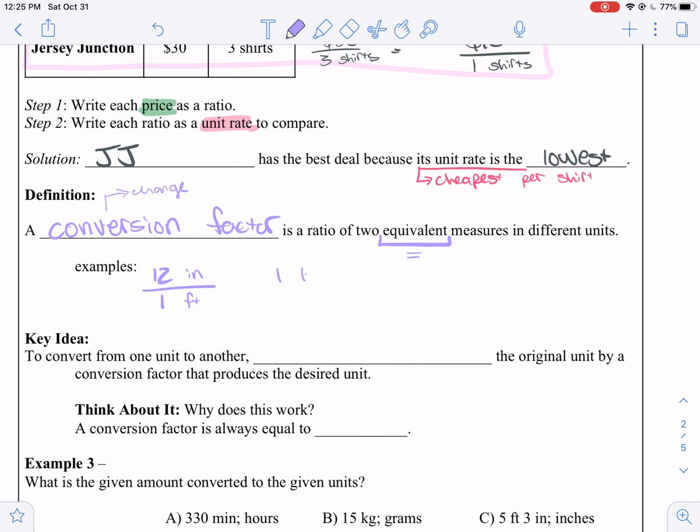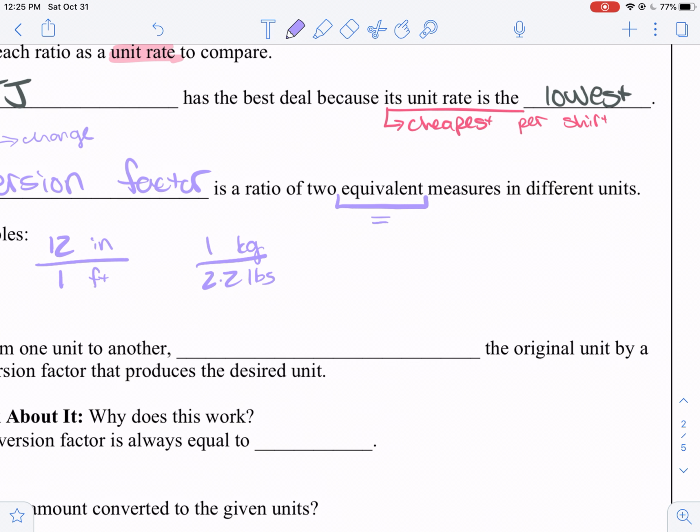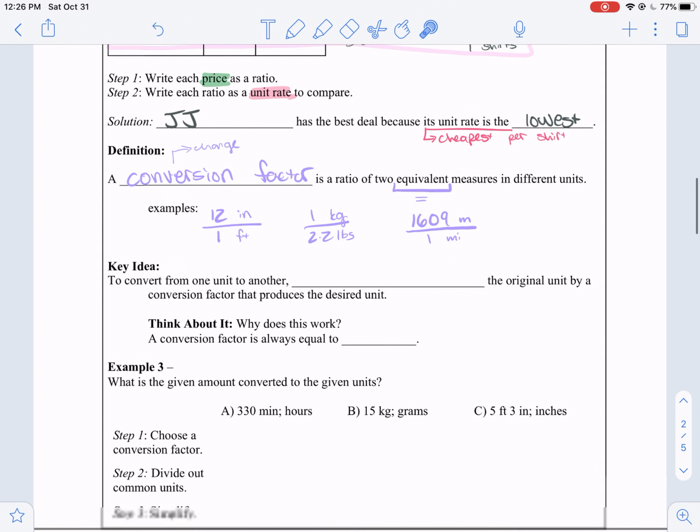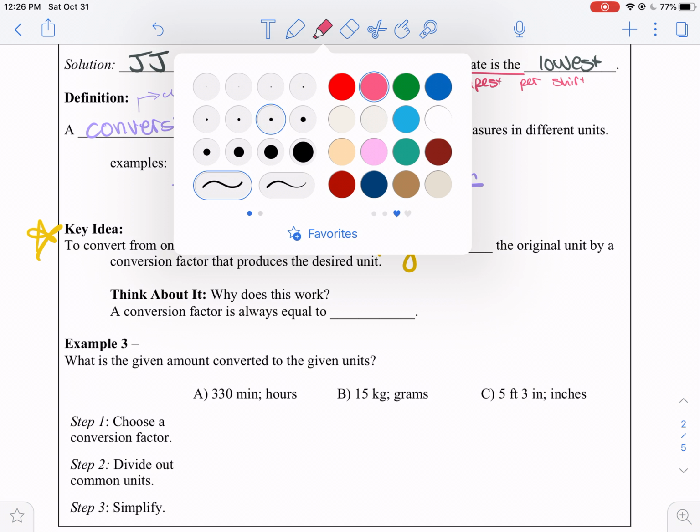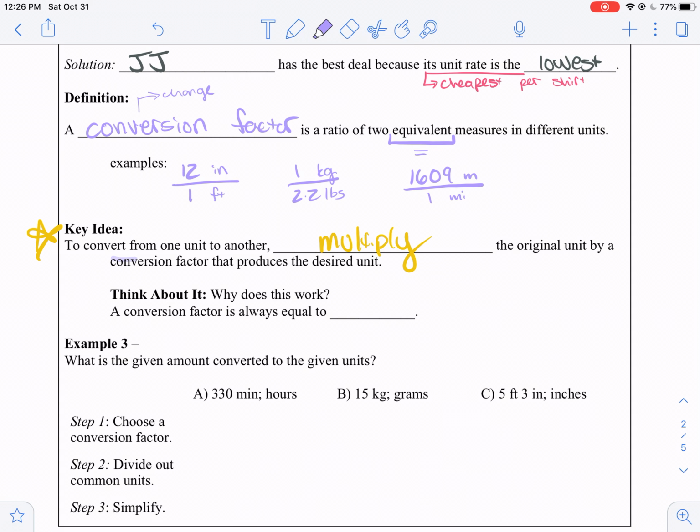Or we have 1 kilogram is 2.2 pounds. Or we can say there are 1,609 meters in 1 mile. You don't always need to have 1 in there. These all happen to have 1, but it's not always the case. Okay. Our second key idea of the day is that if you want to convert from one unit to another, you need to multiply the original unit by a conversion factor that produces the desired unit. So how come this works?